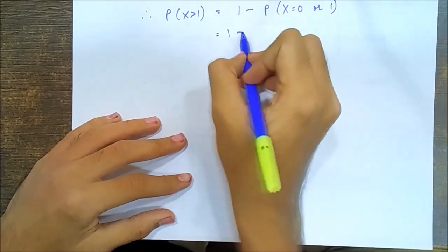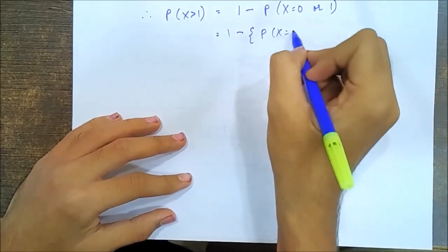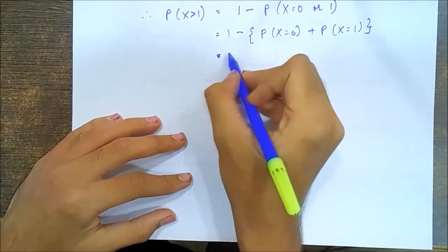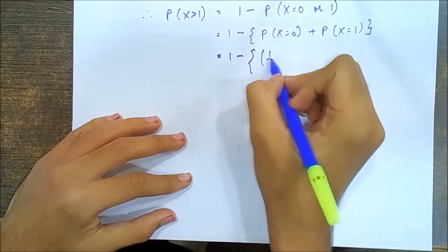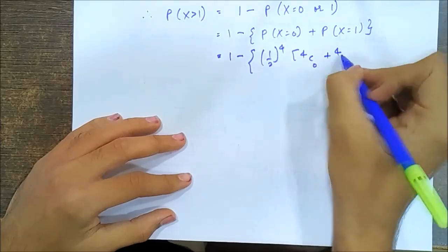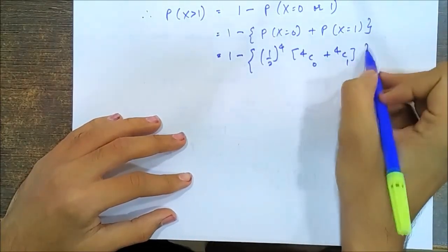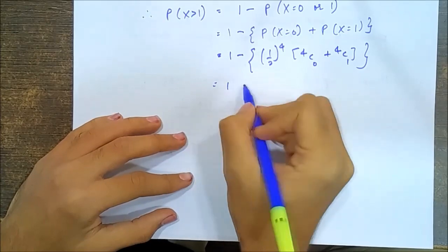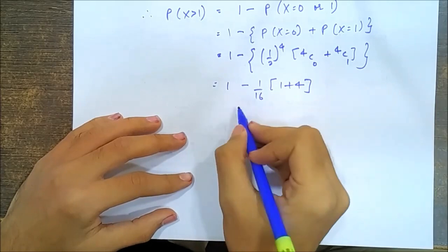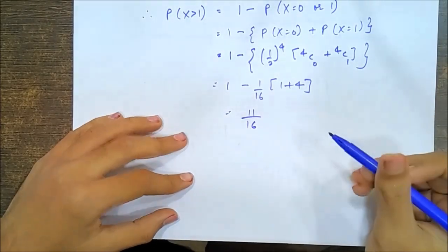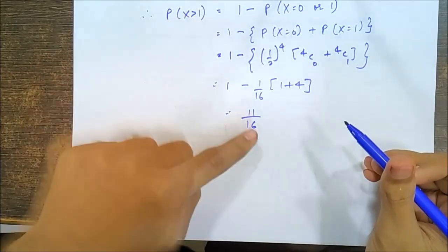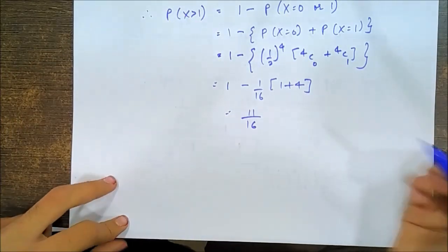That is 1 minus [P(X equal to 0) plus P(X equal to 1)] is equal to 1 minus (1/2)^4 [4C0 plus 4C1]. Okay, that is nothing but 1 minus 1/16 times (1 plus 4), that is equal to 11/16. So now we have found the value of the probability, that is P(X greater than 1) comes out to be 11/16.